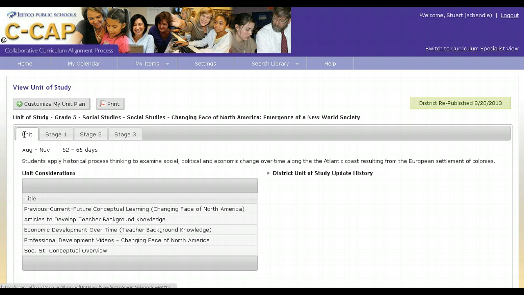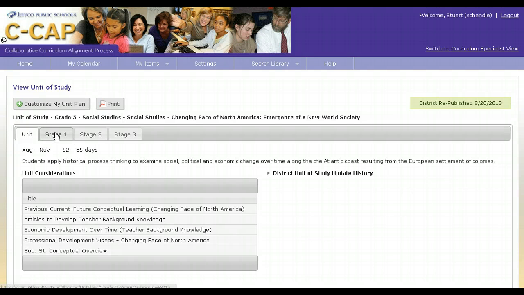To begin, here I'm on the Unit tab. The Unit tab is going to tell me approximately when this unit is going, approximately how many days, and it's going to give a 1 or 2 sentence synopsis of what this unit is about. Below this, you're going to find some things that are called unit considerations. The resources and the links that live here are meant to support you as a teacher in your planning, and they are really not meant to be for students. They're to help you as a teacher think through this planning process and some of the important content within this unit.